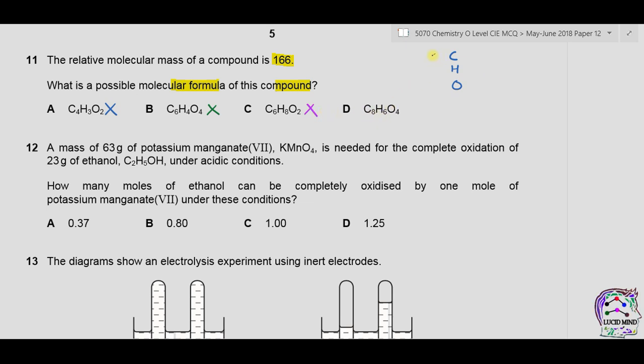Last one is part D. We have 8 carbons, 6 hydrogen atoms, 4 oxygen atoms. So 12 into 8 is 96, 6 into 1 is 6, 4 into 16 is 64. The molecular mass comes equal to 166. So this one seems to be correct. Answer is D.